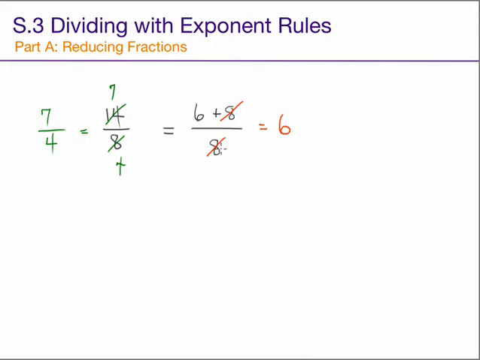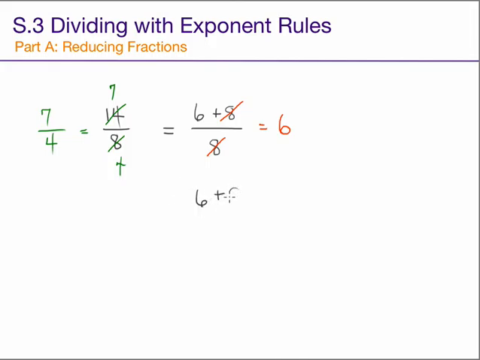The problem is that I'm dividing by 8. But according to this fraction bar, I'm dividing all of this by 8, not just one piece of it. Dividing all of this by 8 means I'm dividing 14 by 8. 14 divided by 8 is not a whole number. In fact, it's 7 over 4. How could I correct this so that I got the right answer?